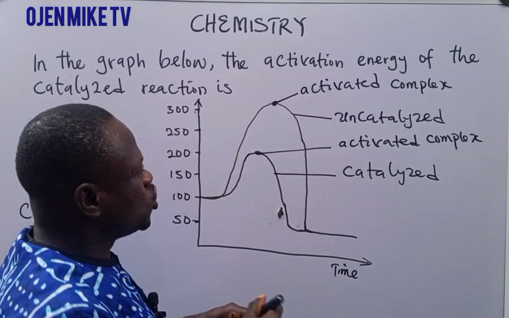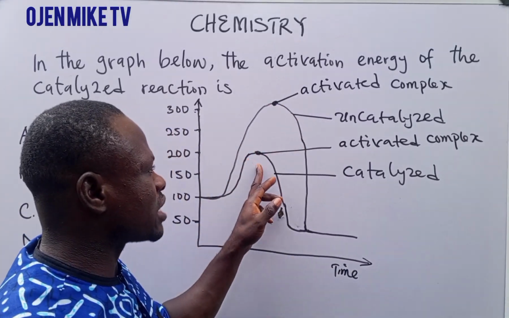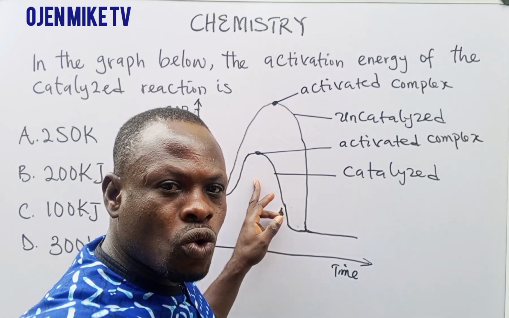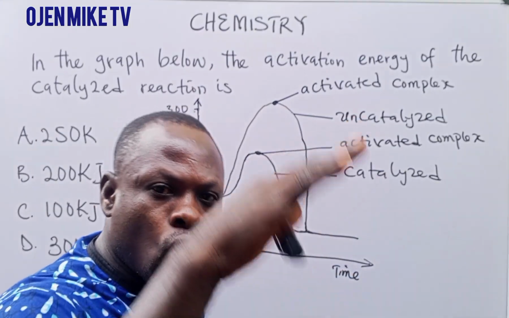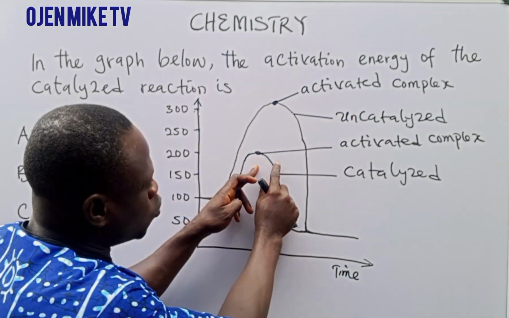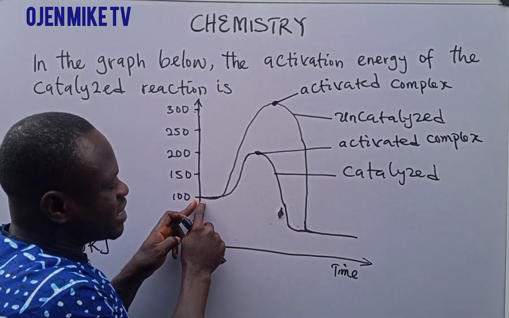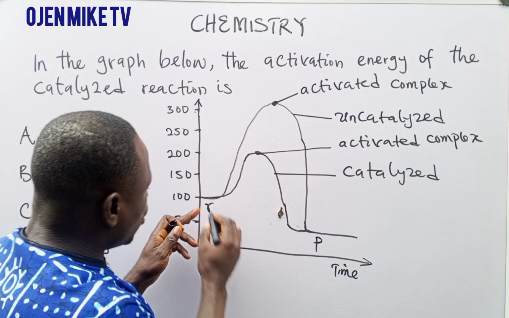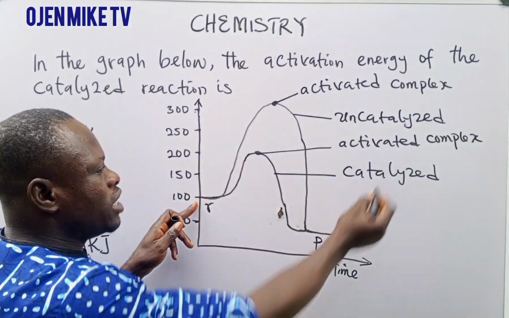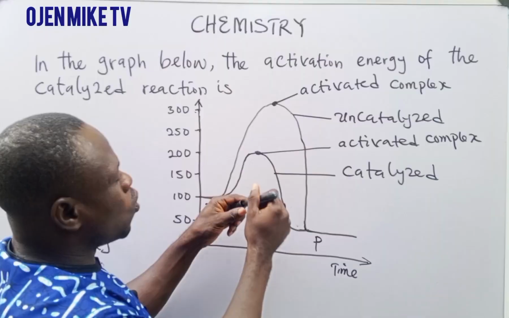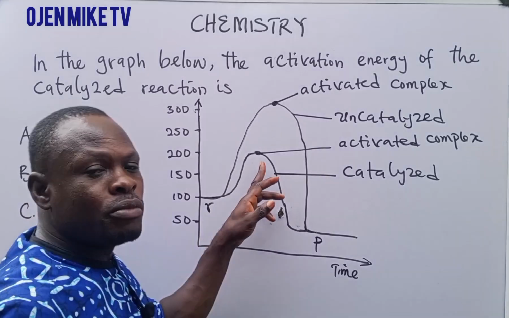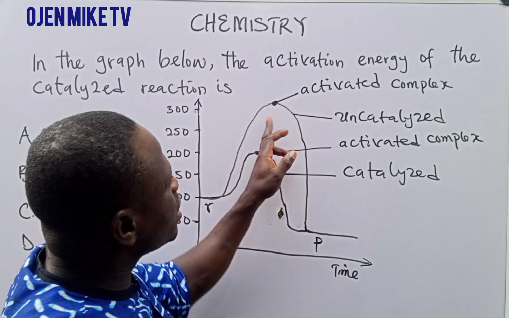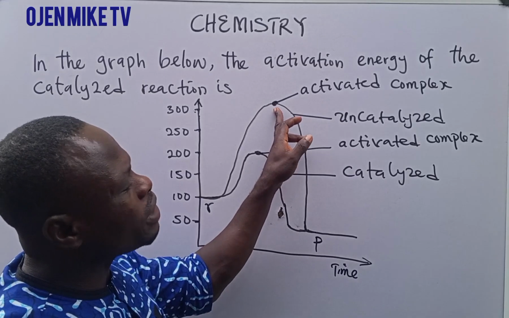Now remember, this one is uncatalyzed, while this one is catalyzed. This diagram that is catalyzed means that a catalyst has been added. So when a catalyst is added, it will lower the activation energy. Remember, all of them start at the same point. This is the reactant and this is the product. Now all of them start at 100. When a catalyst has been added, it reaches the activated complex before the products are formed. You get that? But for this one, you can see that the activated complex is very high.